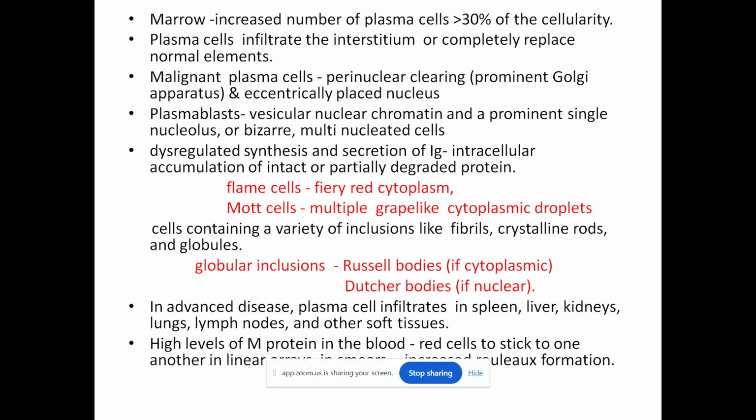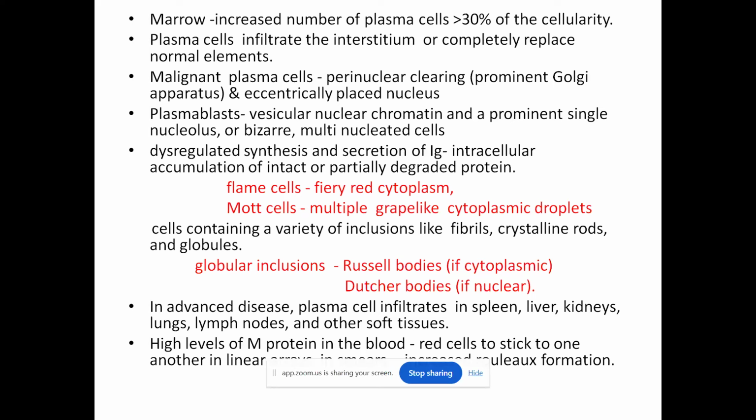In the marrow, we see a greater number of plasma cells. They constitute more than 30% of the cellularity, and in the pattern of arrangement, they will be infiltrating the interstitium, or they can completely replace the normal marrow area. And what is the morphology of these malignant plasma cells? The nucleus will be eccentrically placed, with a perinuclear clearing due to the prominent Golgi apparatus seen in the malignant plasma cells. Sometimes their precursor, like a plasmablast with vesicular nuclear chromatin and a single nucleolus, can be seen.